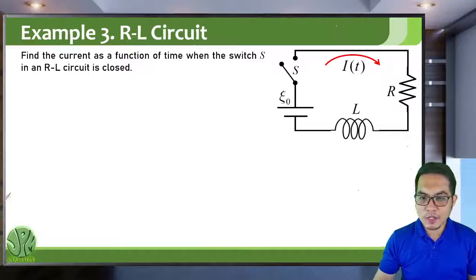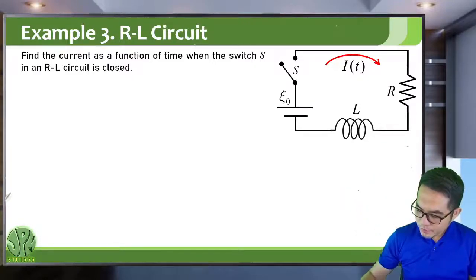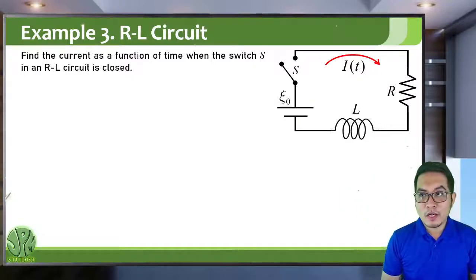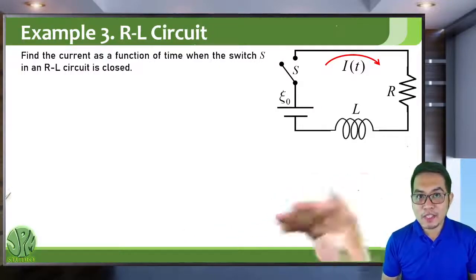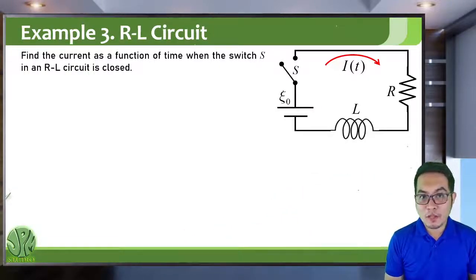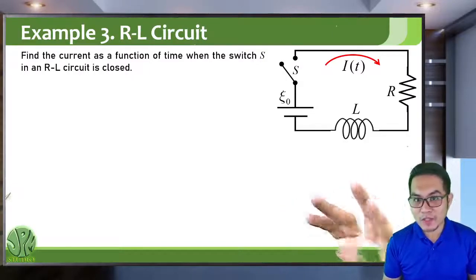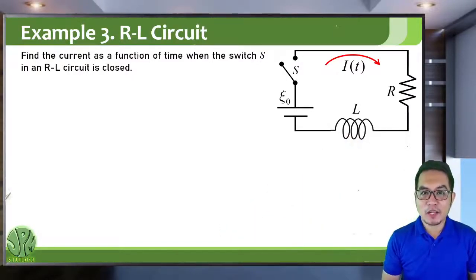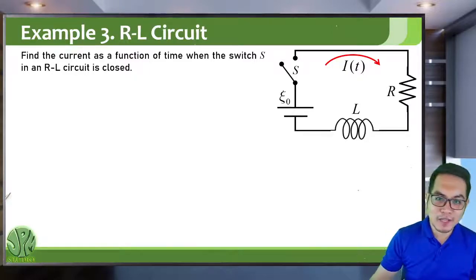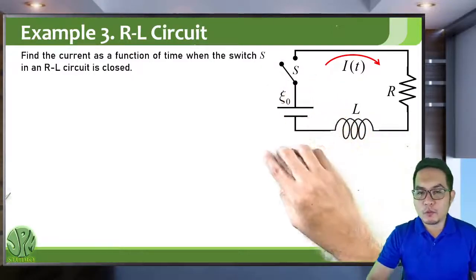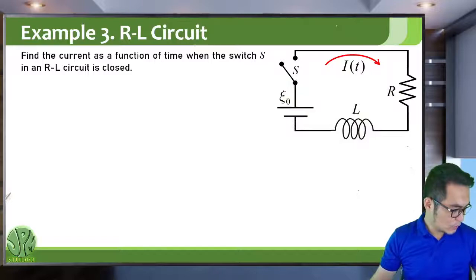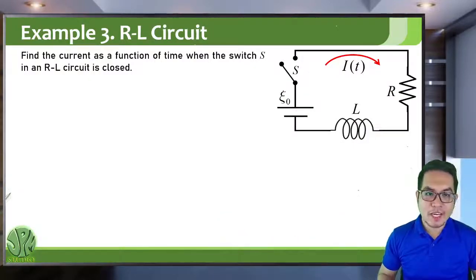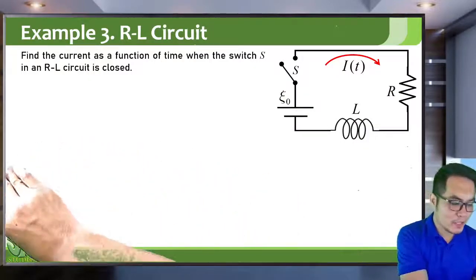Okay, so usually inductors are very sensitive to high frequency current. So if you have a slow varying current, that's okay for inductors. But if you have a fast varying current, inductors will react very sensitively to fast varying current. So we will assume that this is a fast varying current because from 0, the current will surge. Okay, so we are asked to find the current. So it's actually time dependent in this case.